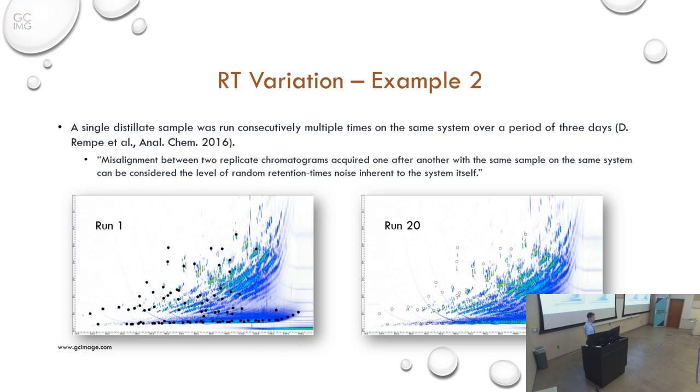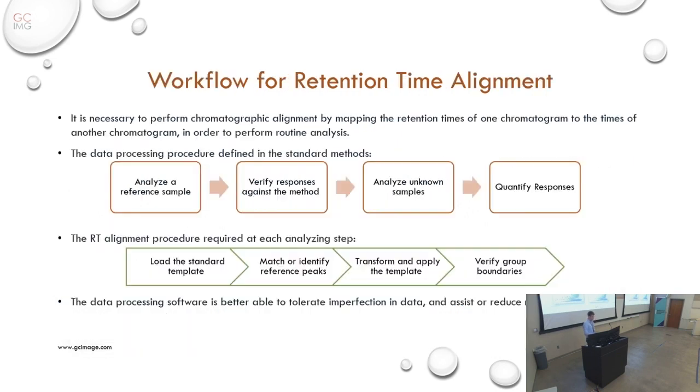In this next example, we have a single distillate sample that was run consecutively multiple times over a period of 3 days. So just repeated runs on the same system also yield some retention time shifting. So it is going to be necessary to measure that retention time shift and correct for it in our analysis.